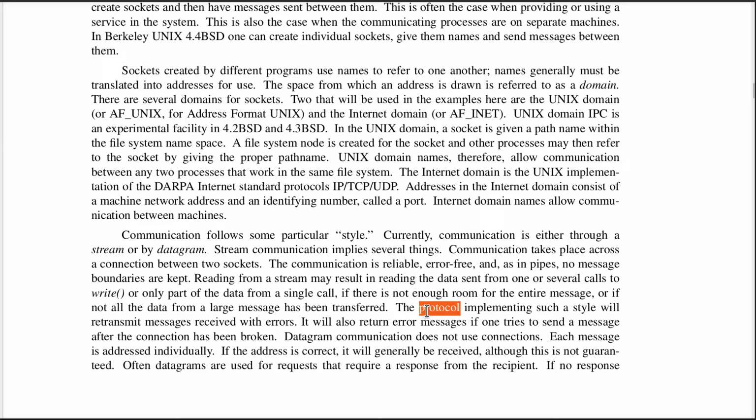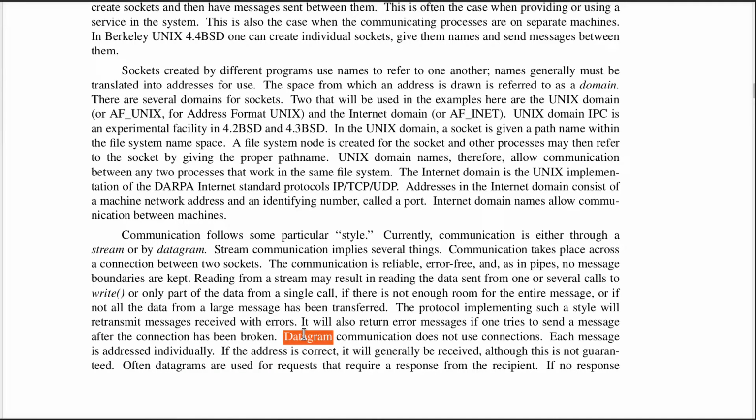It then proceeds to describe why we consider TCP to be a level 4 protocol. The protocol implementing such a style, namely a stream, will retransmit messages that are received with errors. It'll also return error messages if one tries to send a message after the connection has been broken. Okay? That's your layer 4, making sure that the data arrives in order without missing gaps, and attempts as best as it can to reliably get them from one end to the other. Obviously, if you unplug your computer, it clearly cannot send the data, right? So when we say reliable, it is reliable within reason.